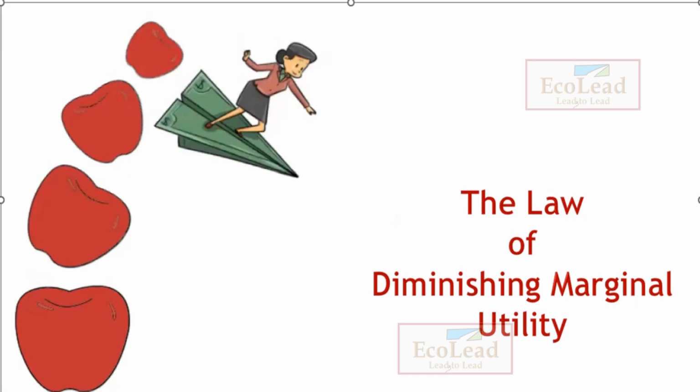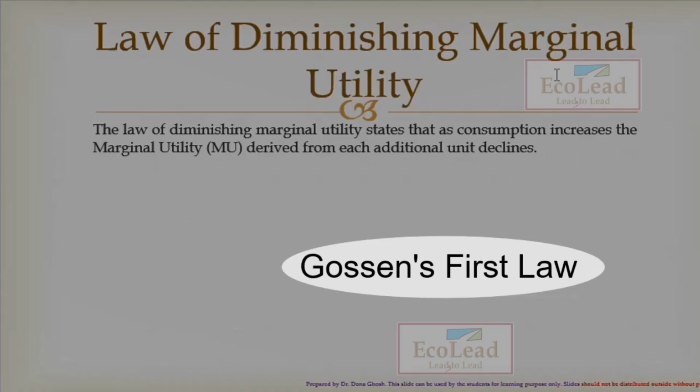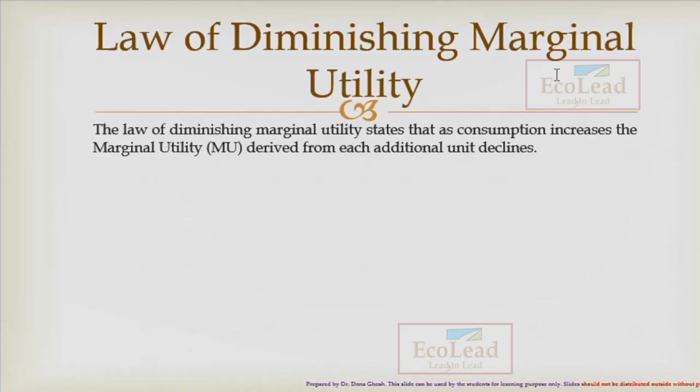Let us discuss the law of diminishing marginal utility. Now this is also called Gossen's first law, and according to that law, as the consumption increases, the marginal utility derived from each additional unit declines. We will explain this concept with the help of one table.